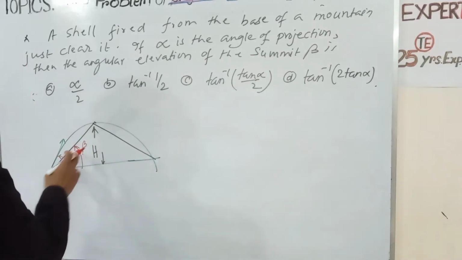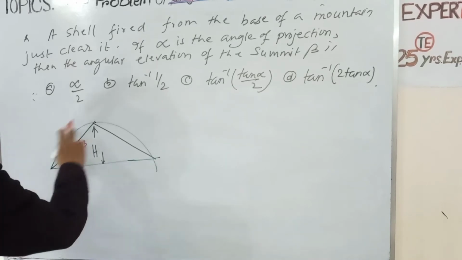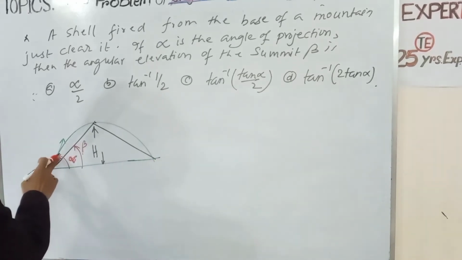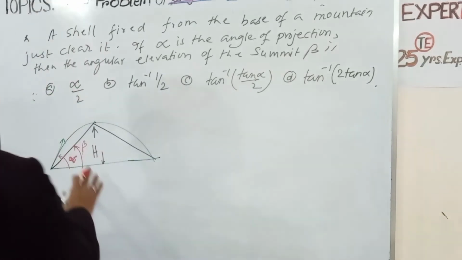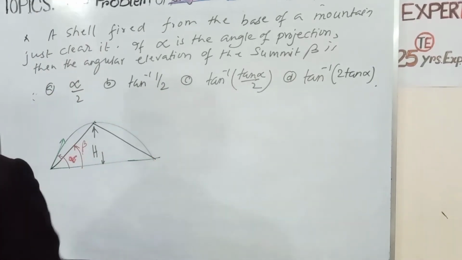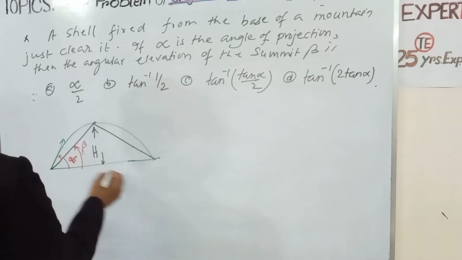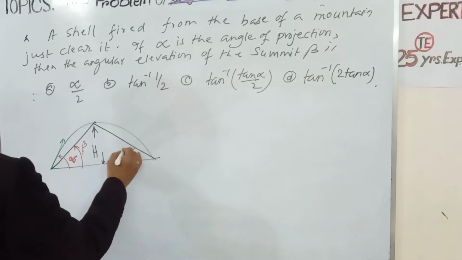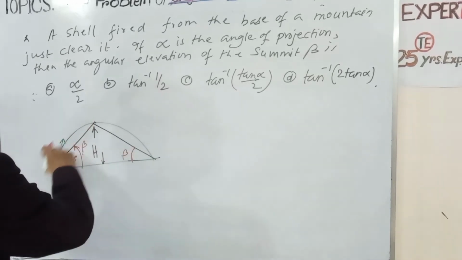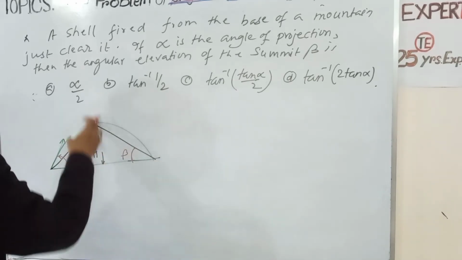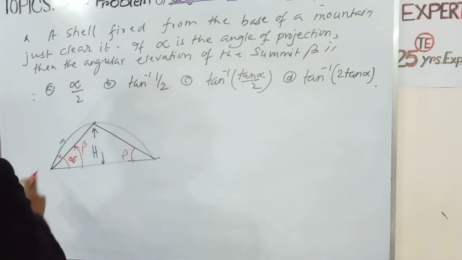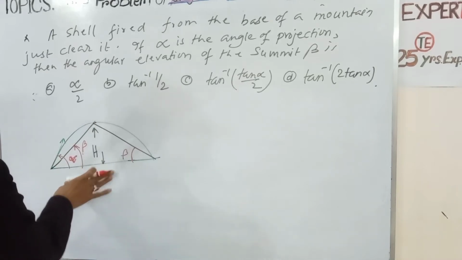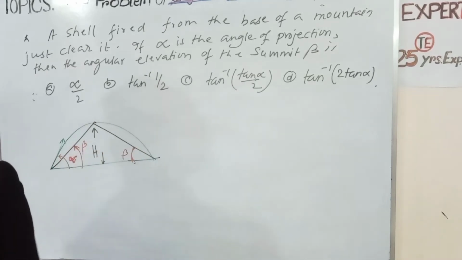So we have to find the angle beta. This is the path of the projectile and this angle of projection is alpha. Now from a previous result I have discussed that if this angle is beta, then this angle will also be beta, because this path is a symmetric path and this is the height. So from this point this distance and this distance are equal. So this is an isosceles triangle, and these angles should be equal.